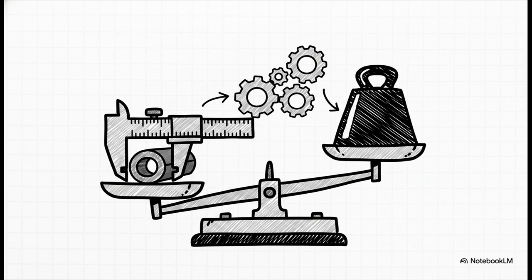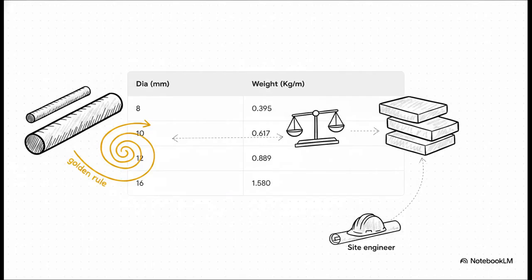When you need the unit weight of a steel bar in kilograms per meter, you just take the bar's diameter in millimeters, square it, and divide by 162. D squared over 162. It's a formula pretty much every site engineer knows by heart. Probably mutters it in their sleep at this point. Let's see how that math actually plays out in the real world.